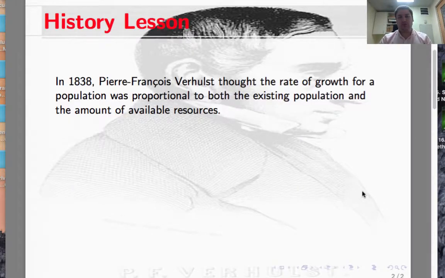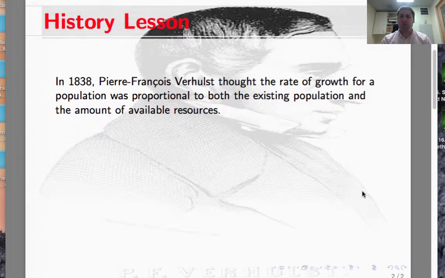In 1838, this sweaty gentleman in the background, Pierre Francois Verhulst, believed that the rate of growth for a population, like a population of animals or humans, is always going to be proportional to two things. It's going to be proportional to the size of the existing population, and hopefully that makes sense. Populations generally grow exponentially, so you're growing at a rate proportional to yourself. Bacteria, for instance, double every, I don't know, 5 minutes or something, so it's getting bigger and bigger and bigger proportional to itself.